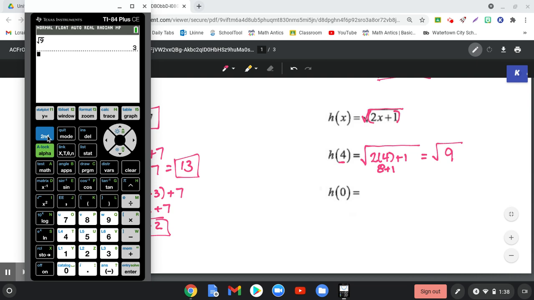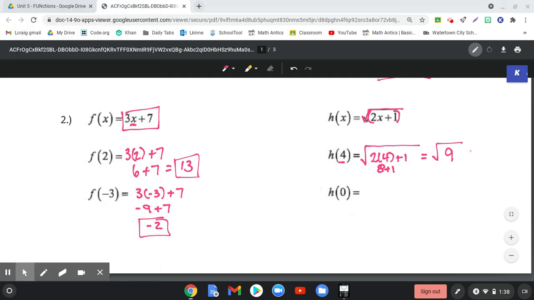You could have also typed in that whole thing. Second x squared, 2 times 4 plus 1, and hit enter. There it is. So your calculator does all sorts of stuff for you. Again, this is second x squared to get that square root. Okay. 2 times 0 plus 1. Well, that's 0. 0 plus 1 is 1. Square root of 1 is 1.